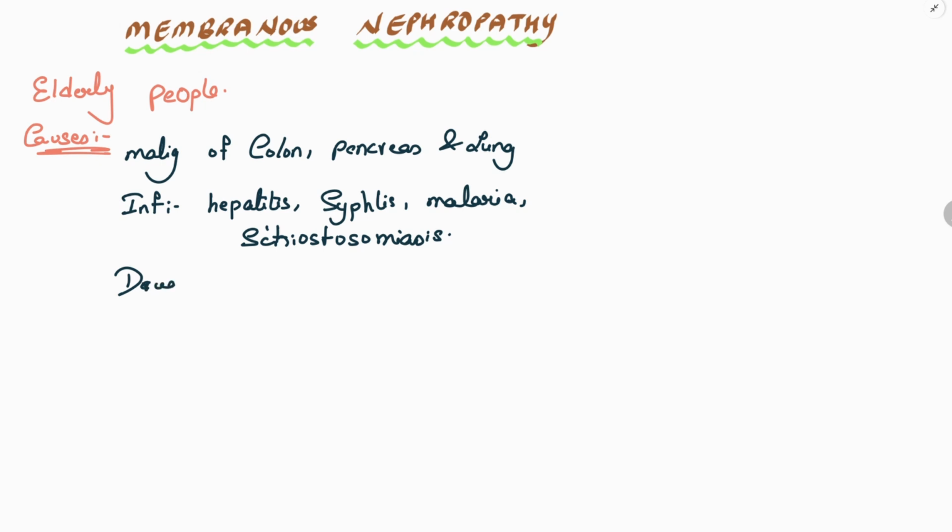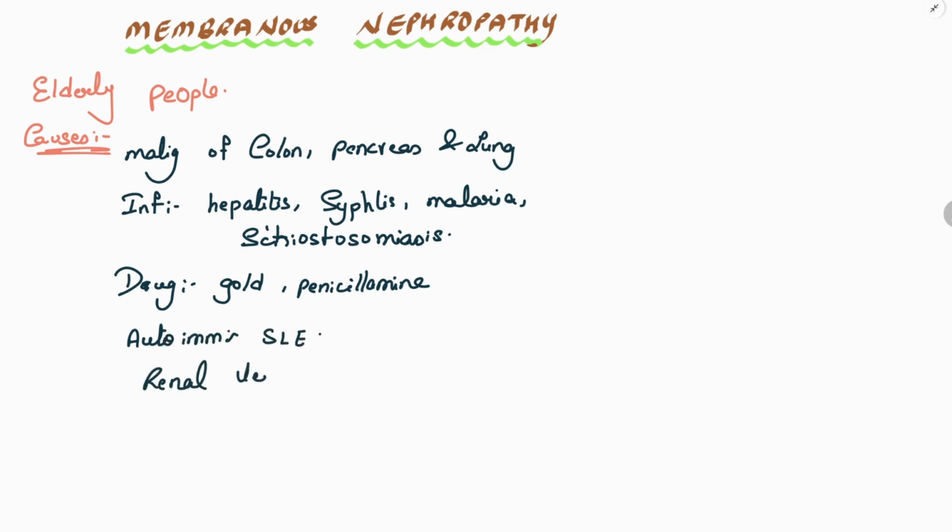And some drugs also can cause this membranous nephropathy. They are like gold and penicillamine. And some autoimmune diseases like SLE and renal vein thrombosis. So these are the causes that are given in the Robbins that are capable of forming membranous nephropathy.